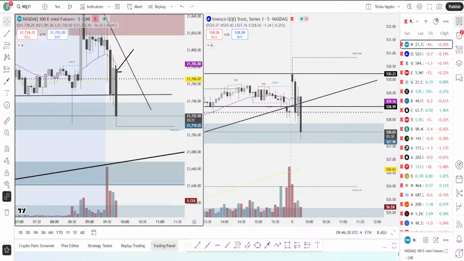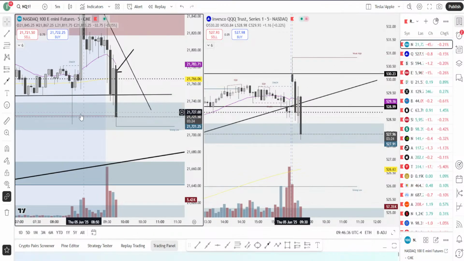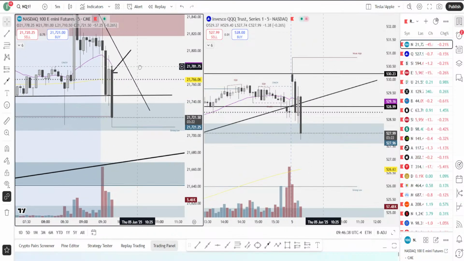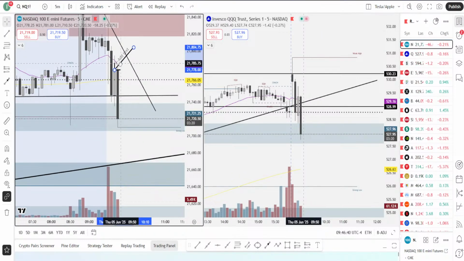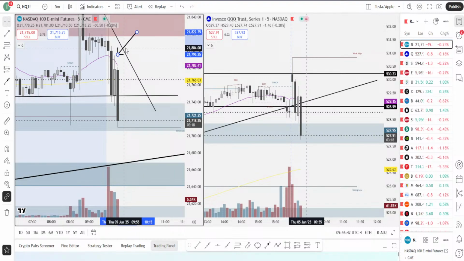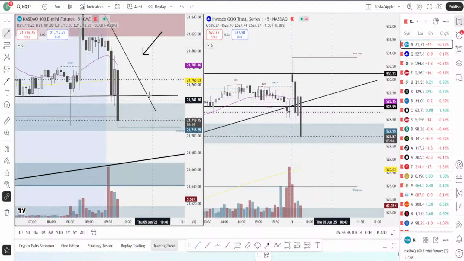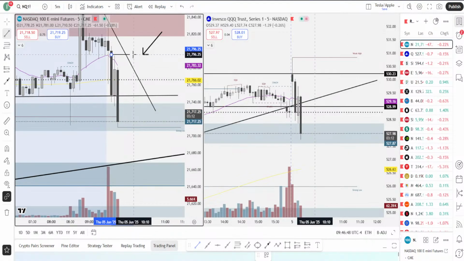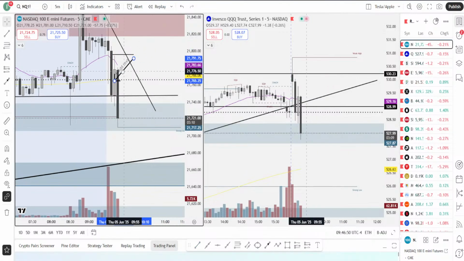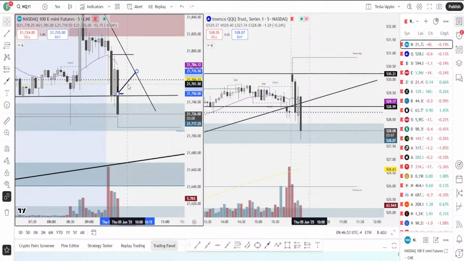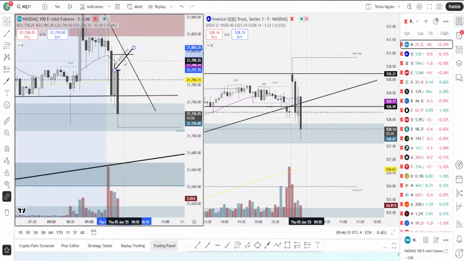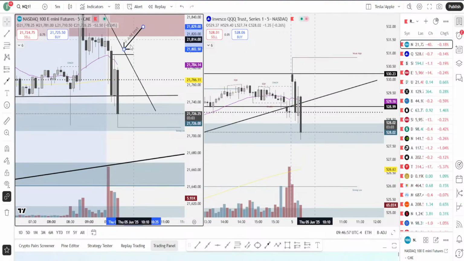There you go. That's it. Just collecting some profits along the way. And so we had this strong bullish candle here. No follow through. No intention of trying to break the high of this candle. It was just a bullish candle and completely reversed on the next candle.